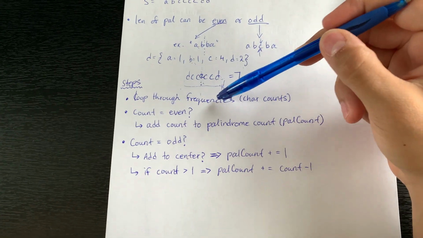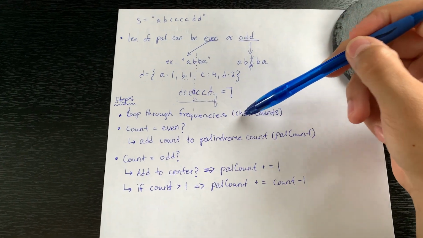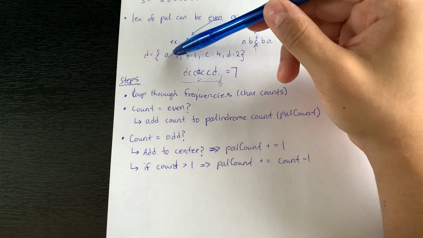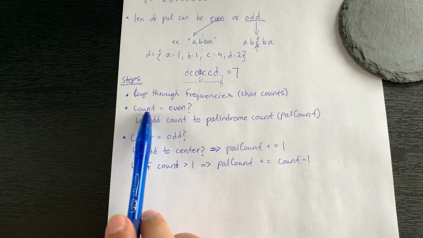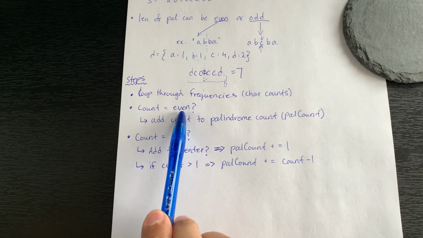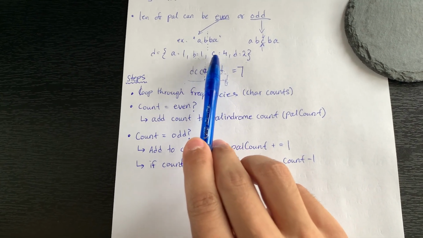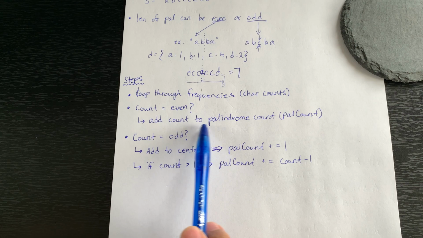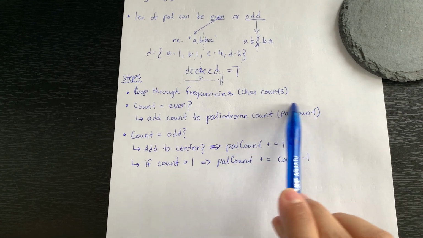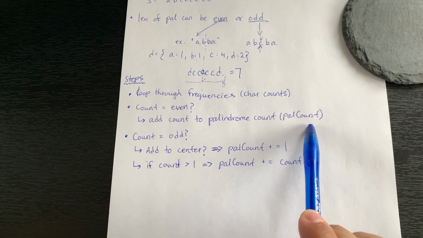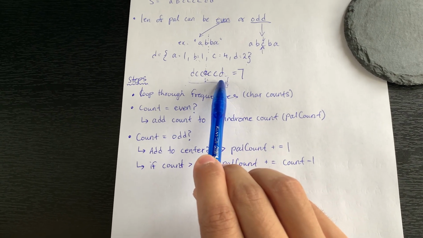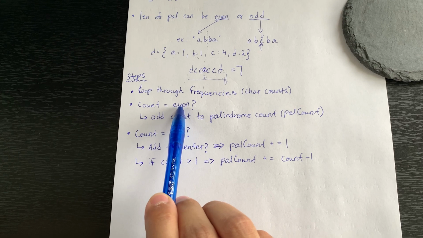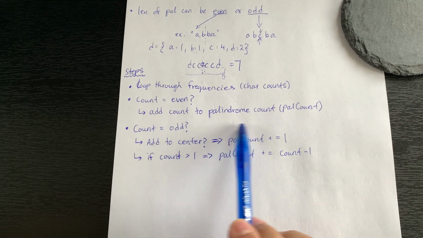First, we're going to loop through all the frequencies, in other words, the character counts. So we're going to be going through these values of our dictionary. All right, and as we're going through, if the count we're at is even, such as 4, or C for 4, then we'll add that count to the palindrome count, also called pal count, because we can always add an even number on both the left and right side of our palindrome. So anytime we encounter an even frequency, we can add it to our palindrome count right away.